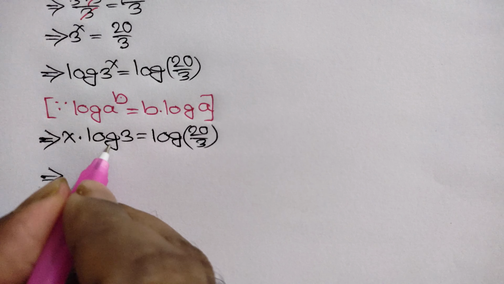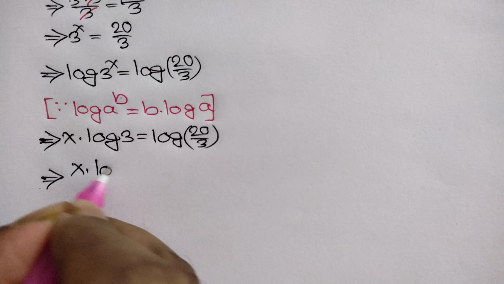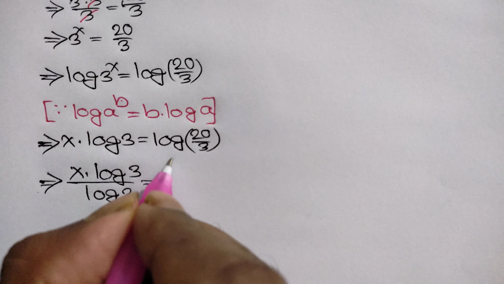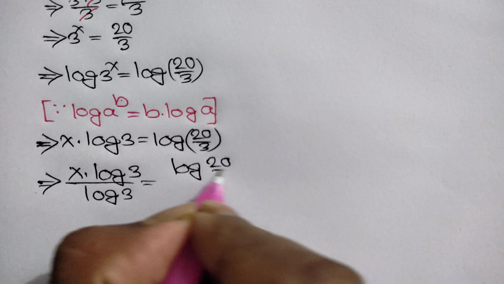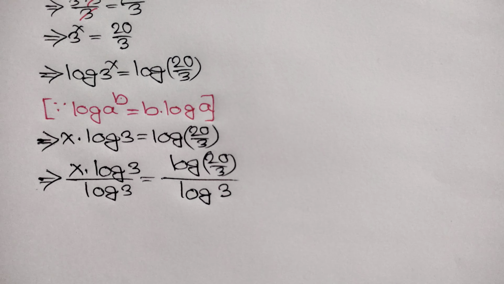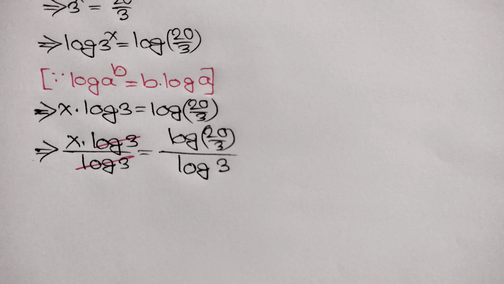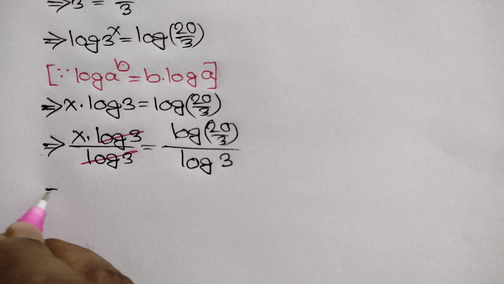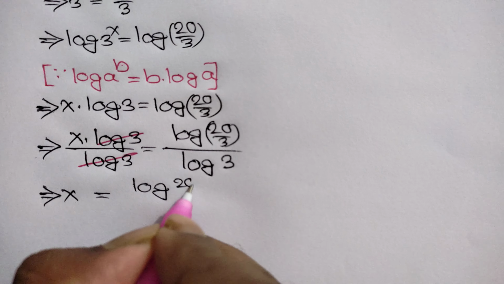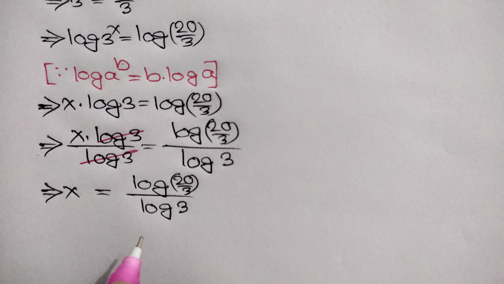Now to remove this log of 3, divide both sides by log of 3. We can write x times log of 3 over log of 3 is equal to log of 20 over 3, all over log of 3. Now this log of 3 cancels out this log of 3, so we will get x is equal to log of 20 over 3 all over log of 3.